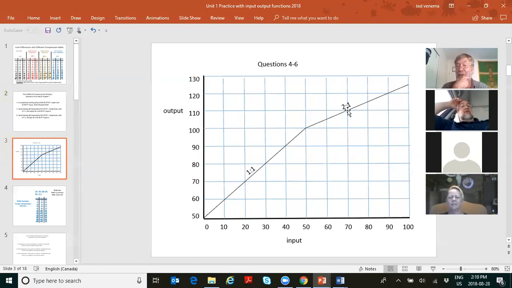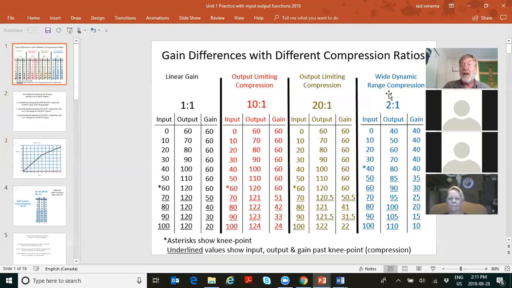40. Good. If 80 is coming in, 115 is coming out. What's my gain now? 35. So now my gain is down, down, down. If 90 is coming in, 120 is coming out. What's my gain now? 30. Good. And that's what we're talking about in the first slide here.